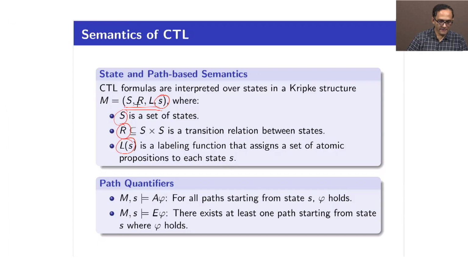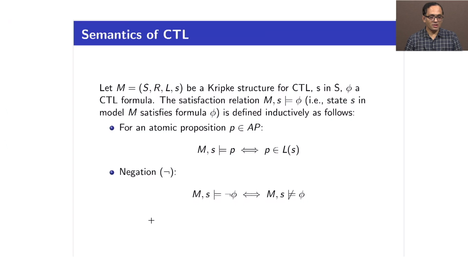Meaning of the formula on that tree. Okay. And you already know that there are two path quantifiers, E and A. A means for all paths starting from the state S0, and E phi means there exists one path starting from the state S which satisfies this. So, this we have already discussed many times. With this, now let us define the semantics of CTL.